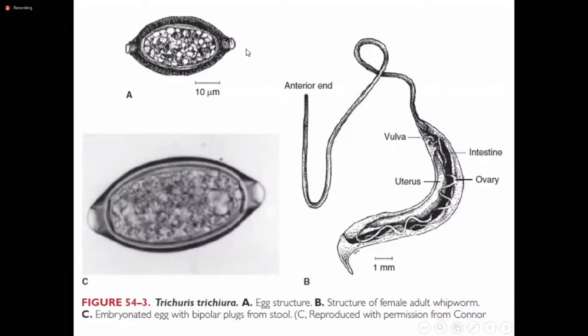The eggs here are characterized by 2 knobs, like 2 spools. This is characteristic of a Trichuris trichiura egg. You can see them here, the 2 poles. This is the whip-like anterior two-thirds.